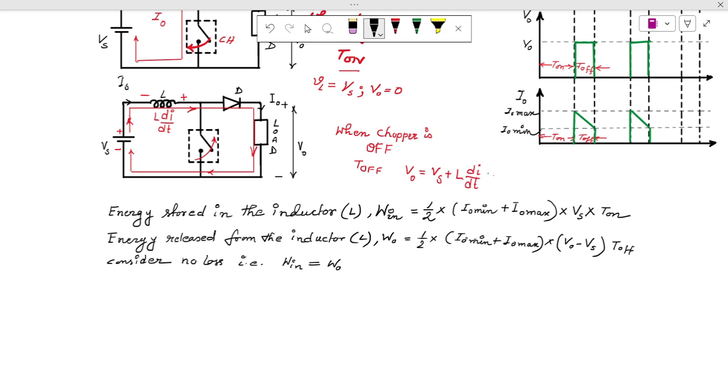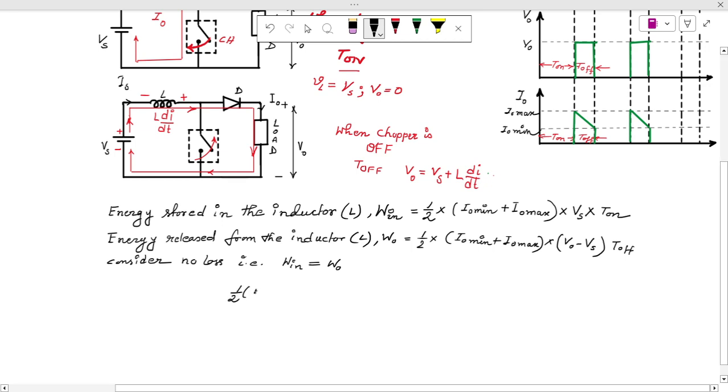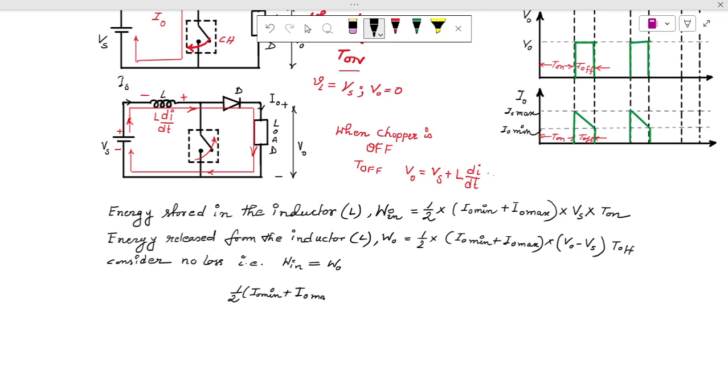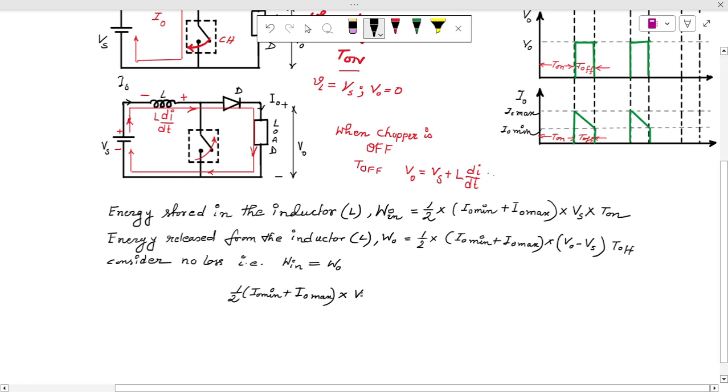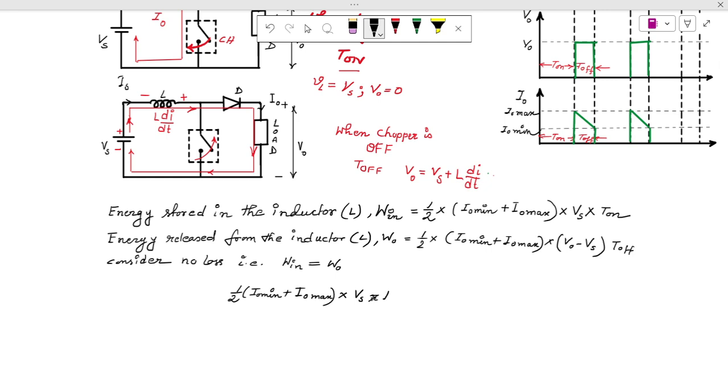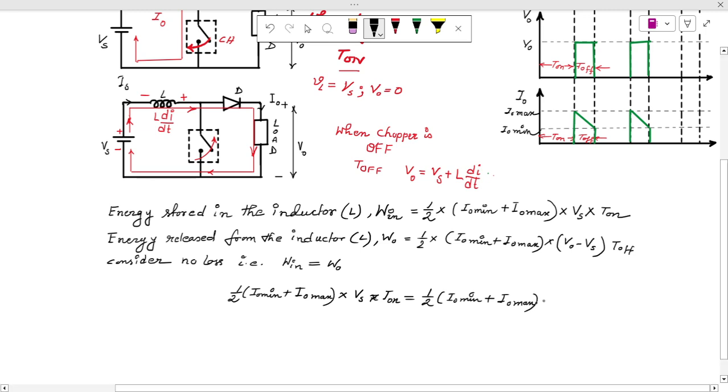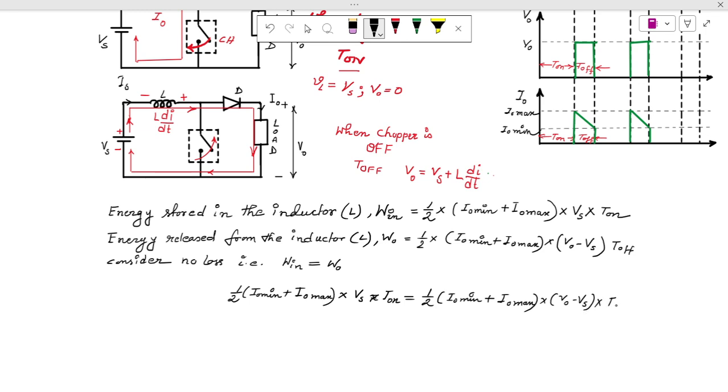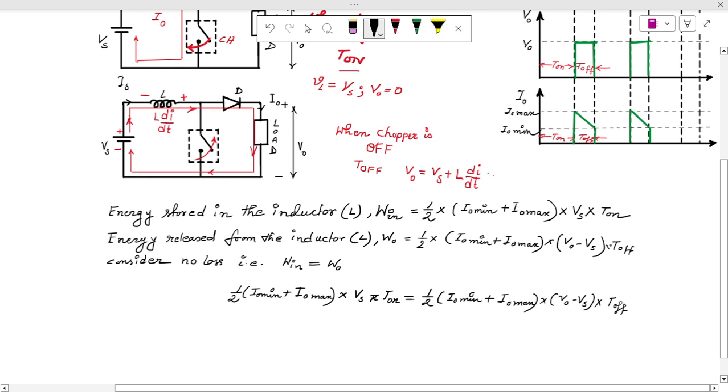So now consider these two equations. If we consider this equation, the value is half of (I0 min plus I0 max) into Vs into T1, equal to half of (I0 min plus I0 max) into (V0 minus Vs) into T off.